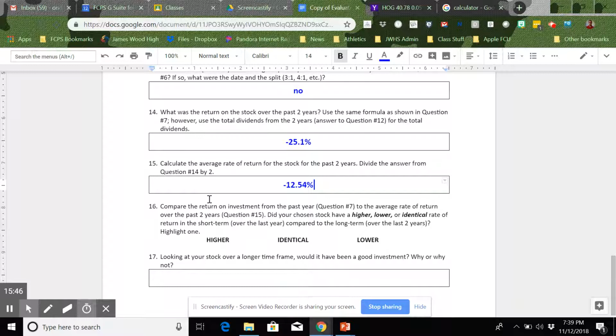So I guess the question here is, did it have a higher, lower, identical rate of return short term? It actually had a lower return in the short term over the last year, so you just take that and highlight that. Whatever color you want, yellow, green, you name it. And it says, okay, looking at your stock over a long time frame would have been a good investment. No, it has lost a lot of money. So this would not have been a good investment if you had to sell this stock today.